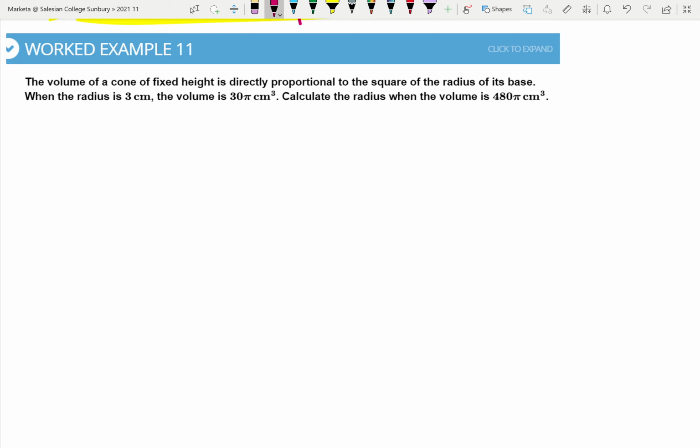So look, it looks tricky, but actually it's not too bad if you understand what the direct proportion is referring to. So let's see, the volume of a cone of a fixed height is directly proportional to the square of the radius of its base. Okay, so the volume is directly proportional. So k is the variable that is usually used to the square of the radius of the base. So the square of the radius of the base we'll say is r squared. And then now we've got a bit of a formula there.